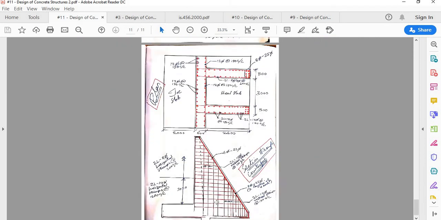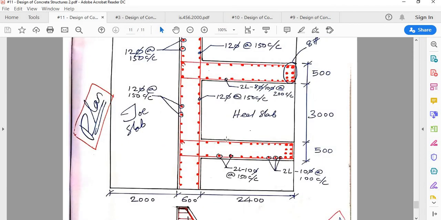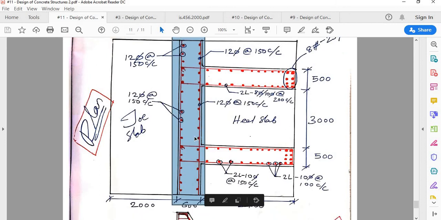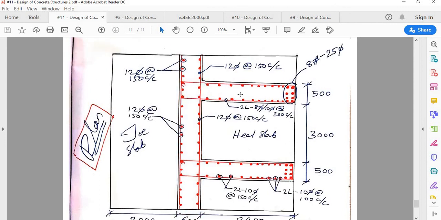Now let me detail it. I detailed the plan and the section both in one page. Remember, detailing of other parts we had already taken up, so I won't be discussing those. So this includes that part which we have already discussed. If you look at the plan view, at the base you have 8 25-dia bars as 2 layers, and then you have horizontal stirrups and vertical stirrups. This is the horizontal stirrup, and vertical stirrups will be seen as a dot.